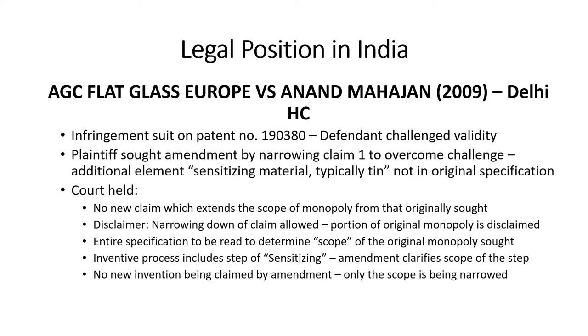The court analyzed that the entire invention related to an inventive process which includes the step of sensitizing, and the amendment that was being sought, that is the inclusion of a sensitizing material which was tin, the court observed that this amendment only clarified the scope of this particular step. So in a way, the court observed that by way of amendment, the patentee is trying to clarify the scope of this particular step, and also it is trying to disclaim because the claim is being narrowed down so as to bring in an additional limitation in the claim.